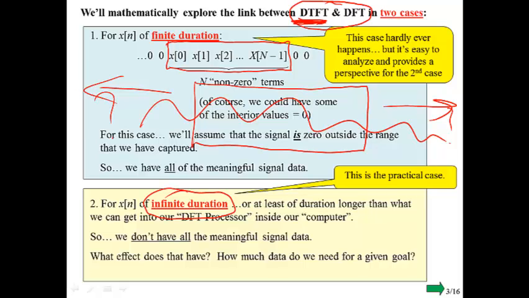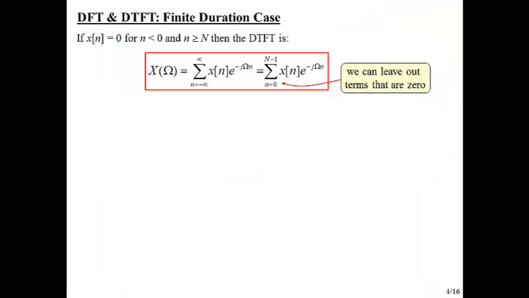The important thing is we don't have all of the meaningful signal data. We don't have this out here. We don't have this out here. And we need to know what effect does that have. What impact does it have as far as understanding what is actually in the signal? So these are the things that we're going to analyze. So we'll start with the finite duration case.